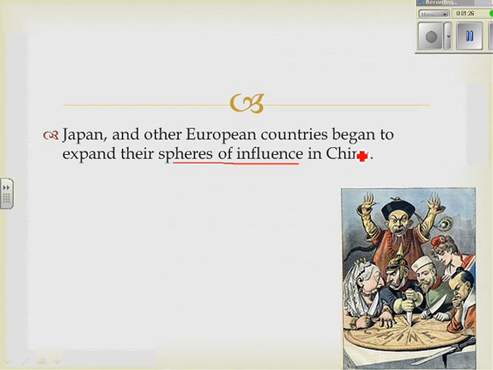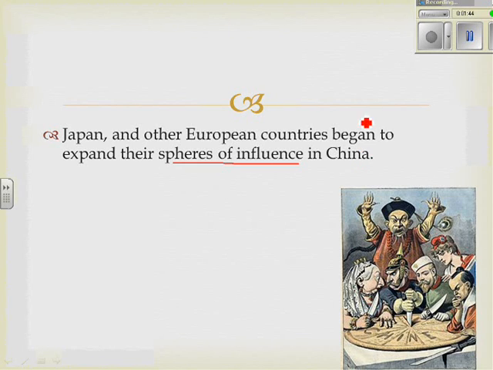Now, two chapters ago, we talked about monopolies, where one business has absolute, complete control over a particular industry. It's kind of the same idea. Within a sphere of influence, one country has exclusive or monopoly over the trading rights in that particular area, and no other country can get involved.